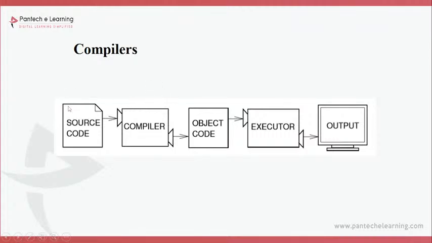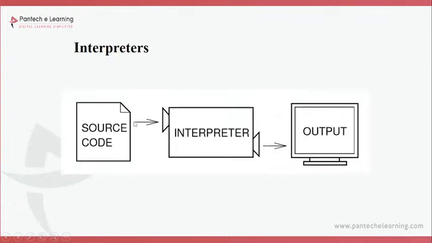So the input data compiles to binary code, meaning zeros and ones. After that, the object code is executed and then the output comes. This is the lengthy process of compilers, and this is a drawback. For that reason we are using Python.